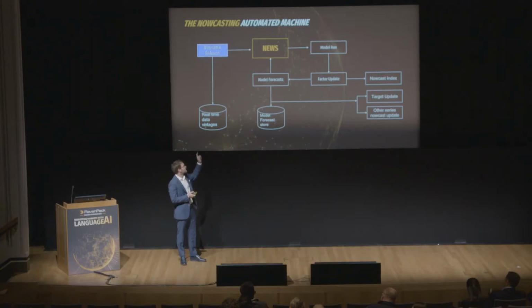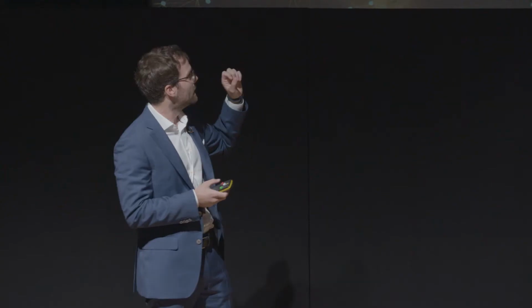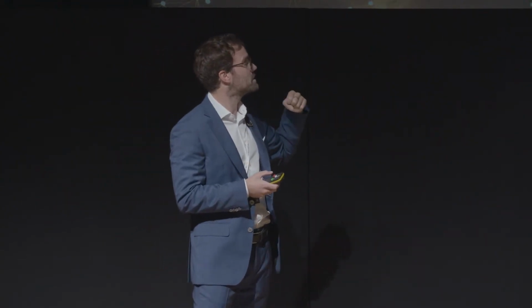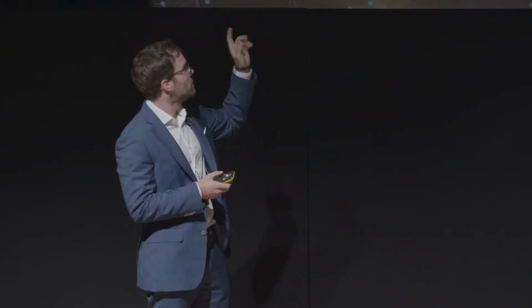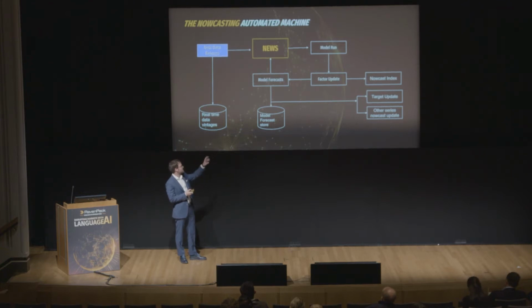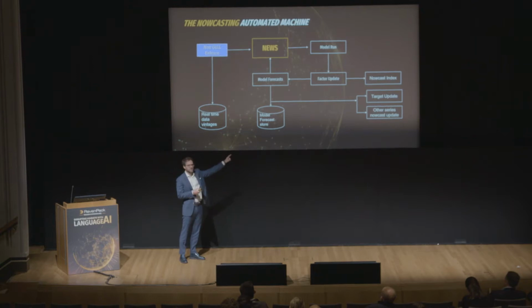Once the machine is triggered, the model runs and updates the factor. The machine relies on a dynamic factor model. I don't want to get too much into the details, but it's a dynamic factor model estimated using the expectation maximization algorithm. So it relies on Gaussianity and linearity. And we produce the model forecast and a nowcast index, and then everything is stored. We also store other series' nowcast updates.